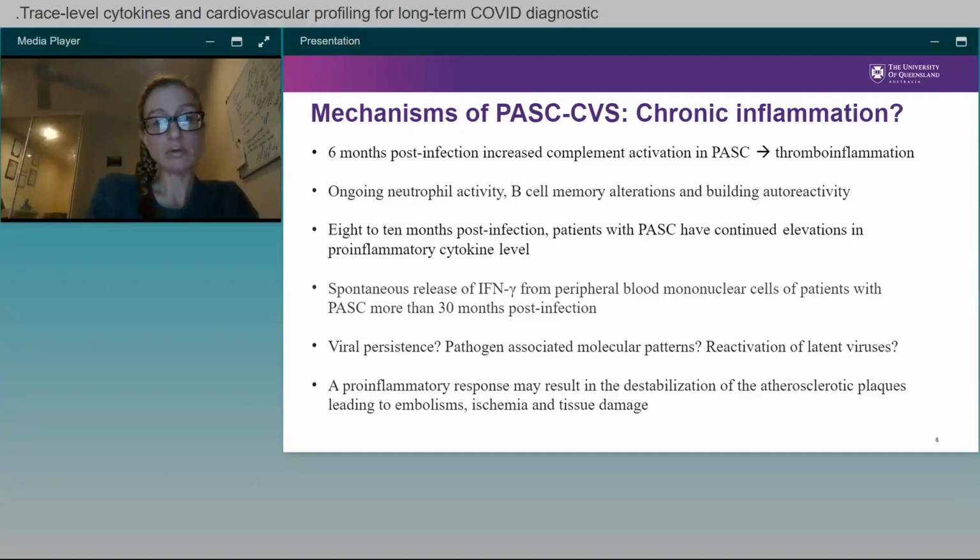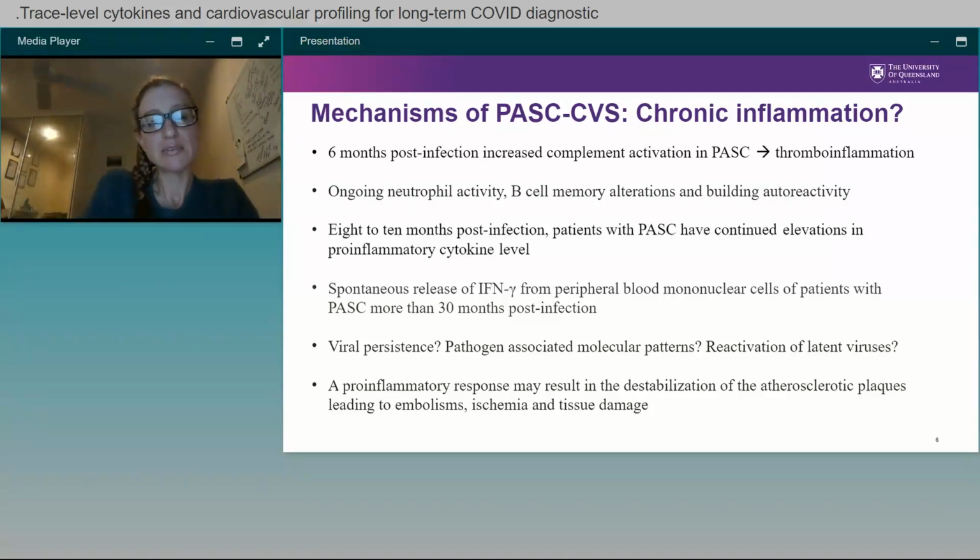We know individuals with long COVID have ongoing neutrophil activity, B-cell memory alterations, increased autoreactivity, and we also know that at least 8 to 10 months post-infection, individuals with long COVID have elevations in pro-inflammatory cytokine levels. It was also recently shown that if you actually take the white blood cells of individuals with long COVID and you look at what they're producing, they produce this chronic low level of interferon gamma up to 30 months post-acute infection.